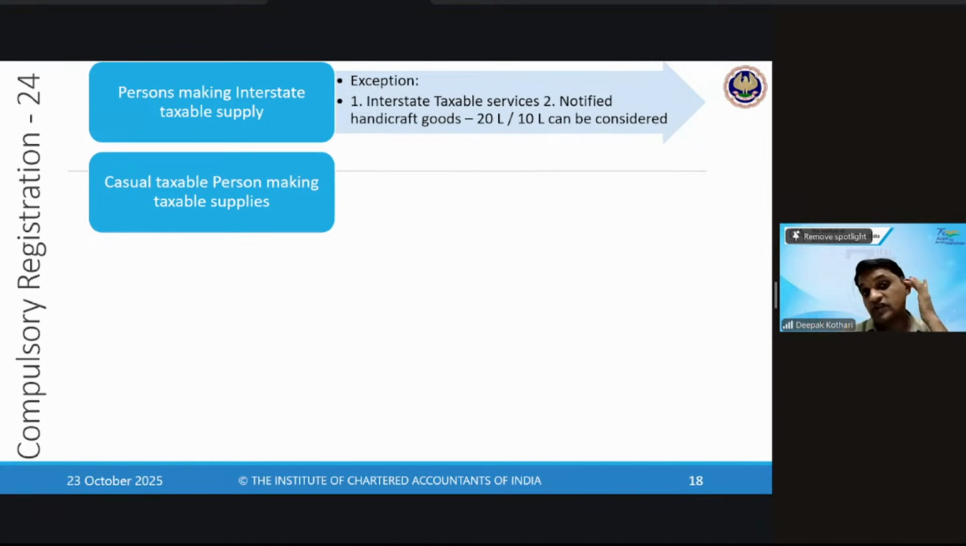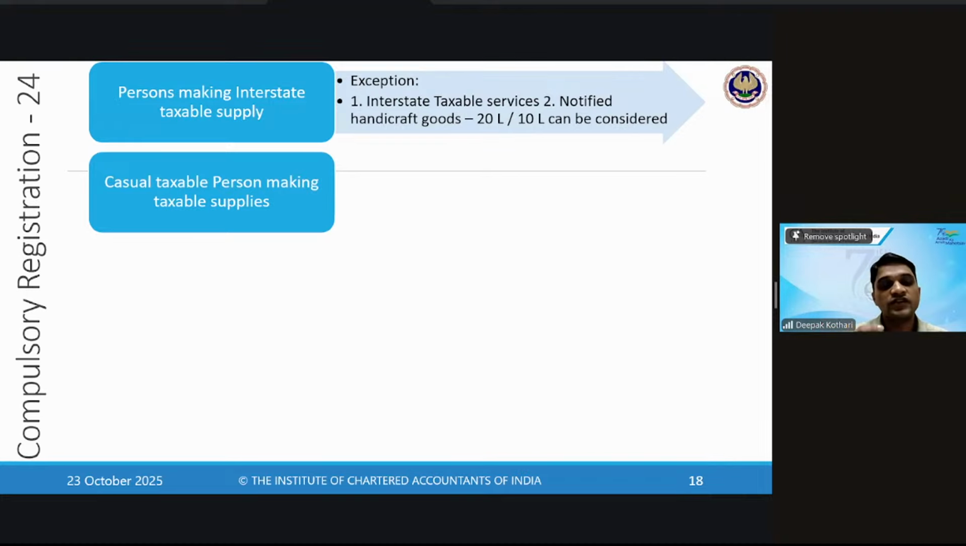Channapatna toys are handicraft goods. Yes, these are examples of handicraft goods. So if you're dealing with those handicraft goods, even if you're making an interstate supply from Channapatna, selling it to Andhra Pradesh, and the limit is below 40 lakhs, because for goods we know it is 40 lakhs, then compulsory registration is not required.